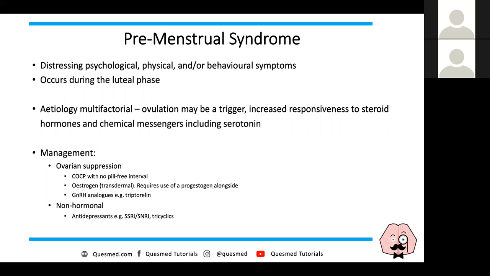And GnRH analogues, things like triptorelin, are used less frequently. These can have significant effects on bone mineral density, so we'd avoid those particularly in younger people. Other non-hormonal methods, things like antidepressants, so SSRIs, SNRIs, tricyclics, can all be effective at treating PMS. So let's move on to the next question. Again, you will have a minute.